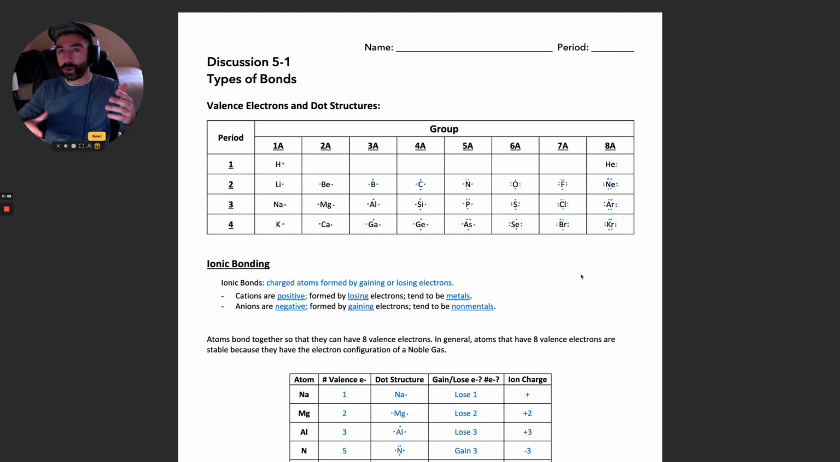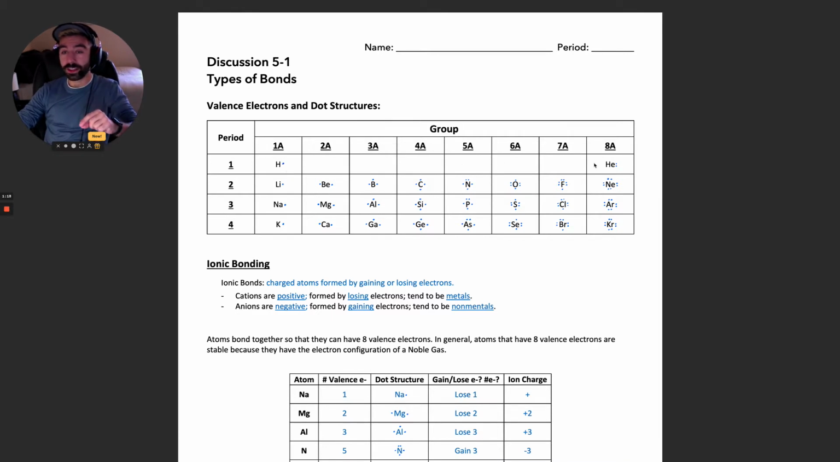Hopefully we remember what dot structures are. A dot structure just has the chemical symbol of an element. For example, hydrogen is H. And then it shows how many valence electrons an atom of that element has. So for hydrogen, it has one electron, right? Its atomic number is 1, which means it has one proton and one electron. So here we'd show hydrogen with a single electron.